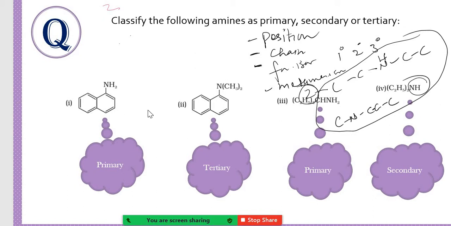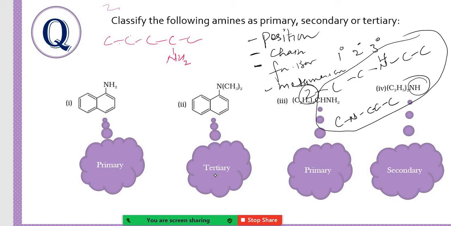Now, amines show position isomerism. Position isomer in the sense I have a long chain and I can change the position of the NH2 group, maybe from 1 to 2 or 2 to 3, that way. Maybe at one time we'll put NH2 here, and in a second compound I can put NH2 here. So that is the position isomer. So we change the position of the functional group.